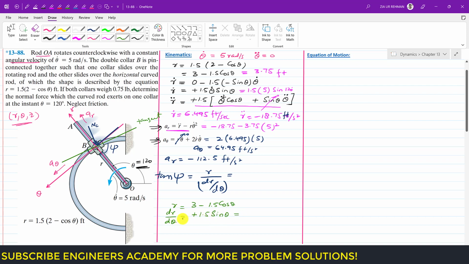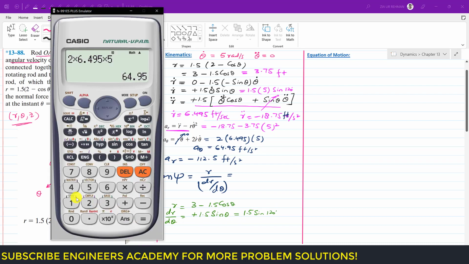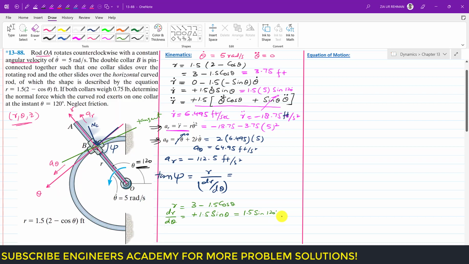So now we can find this dr by d theta value at angle theta equals 120 degrees. We can write that this is 1.5 sine of 120 degrees. So this gives us 1.299.